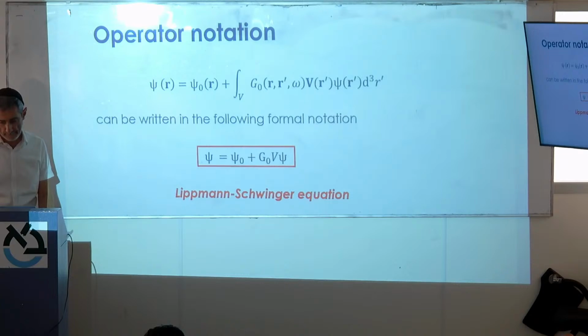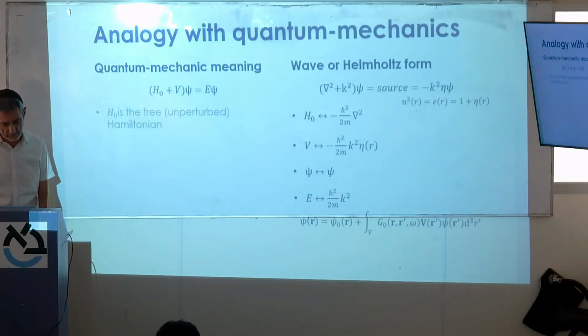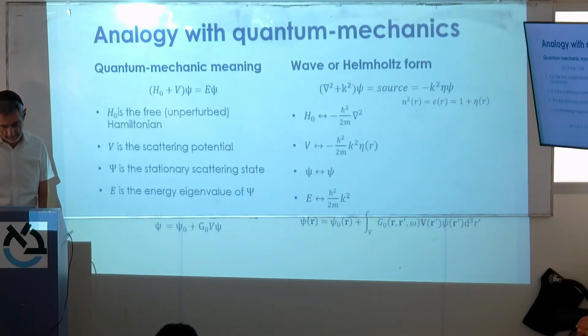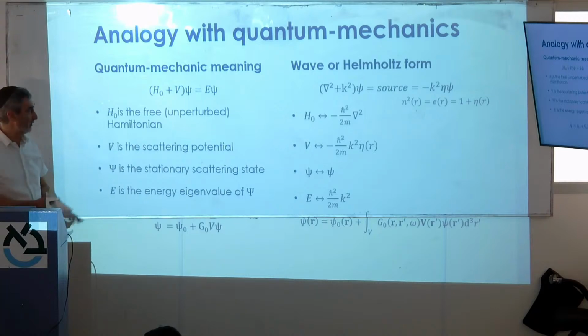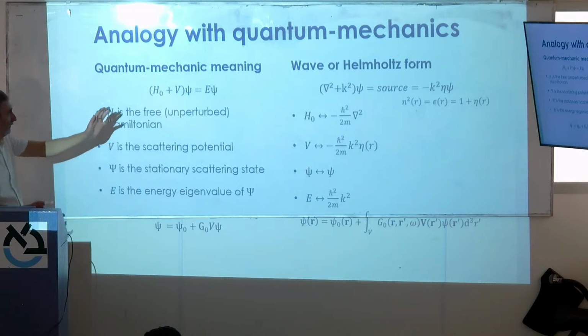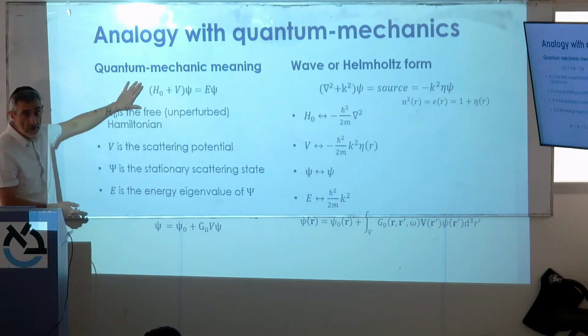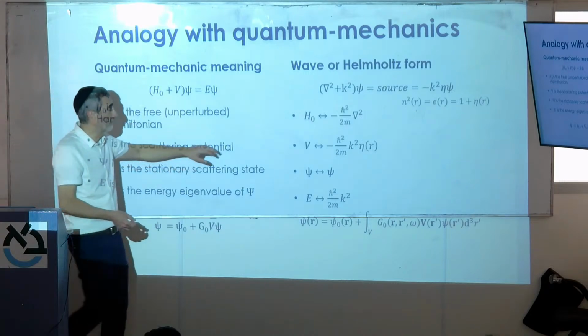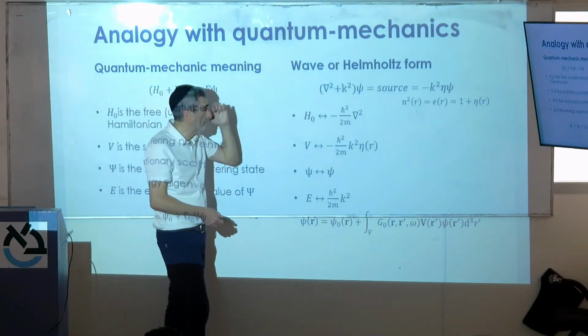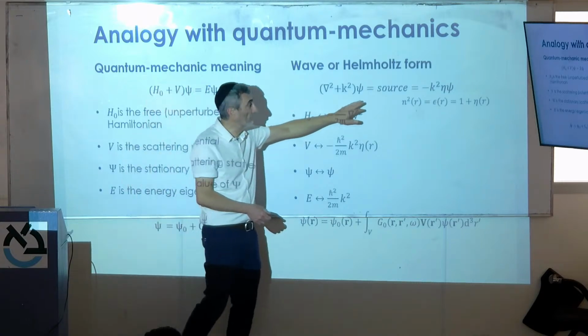Okay. So let's see the analogy with quantum mechanics. I should put everything here. Just to help you understand the analogy, we have on this side the quantum mechanics description, on the other side the wave description. You recognize here the Schrödinger equation, right? Here you have the wave equation. I write it like that with the source term.